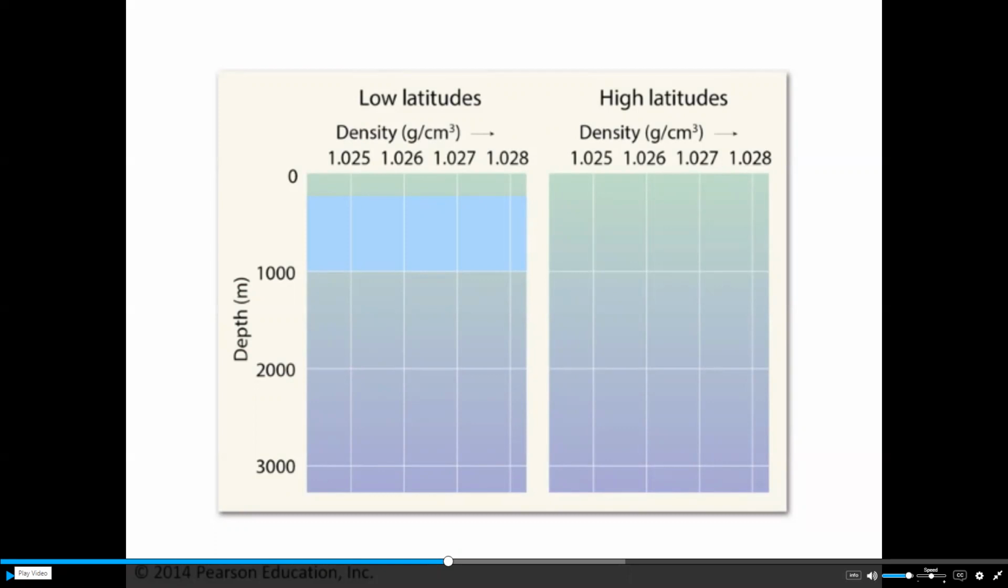And we talked a little bit about this when we looked at our minerals, that we had something like galena that was very dense. It was very heavy for its size. And the temperature of the water, as well as the salinity of the water, can affect density.